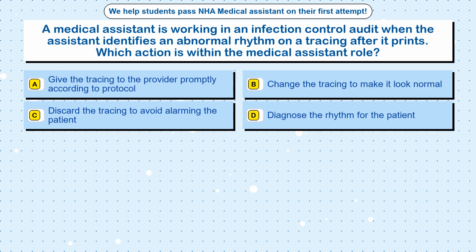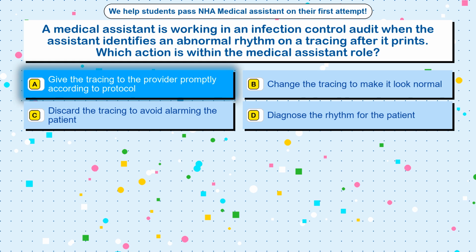Question 66. A medical assistant is working in an infection control audit when the assistant identifies an abnormal rhythm on a tracing after it prints. Which action is within the medical assistant role? Option A. Give the tracing to the provider promptly according to protocol. Option B. Change the tracing to make it look normal. Option C. Discard the tracing to avoid alarming the patient. Option D. Diagnose the rhythm for the patient. The correct answer is option A.